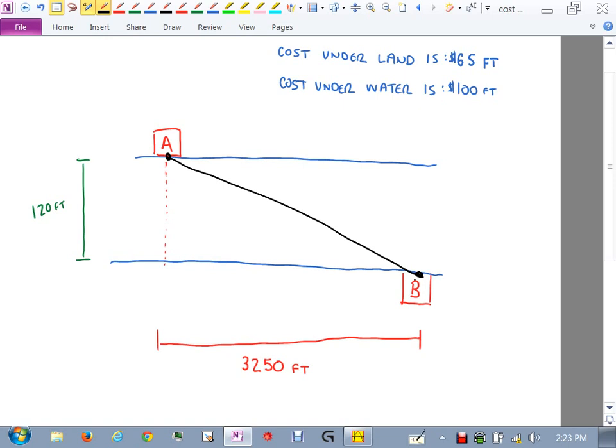I could go straight across and then straight across like that. That would be the shortest distance underwater, but the longest distance on the ground, right? Under the land, or digging a trench on ground. So maybe there's some place in between where I cut across at a certain angle, right? And then come across the rest of the way on the land.